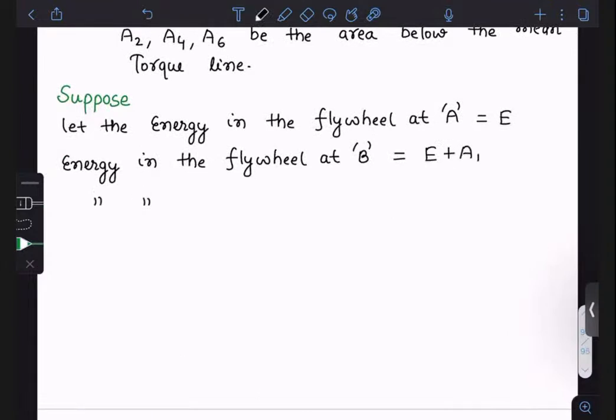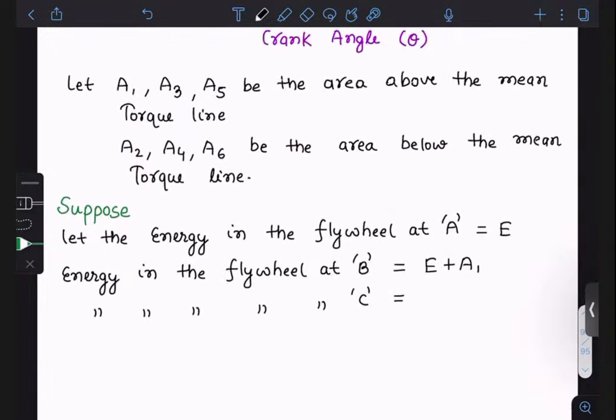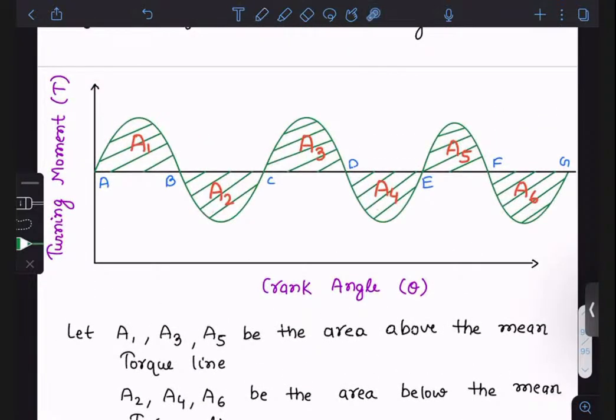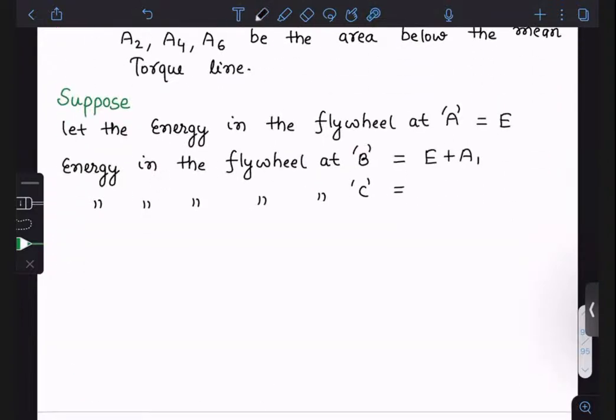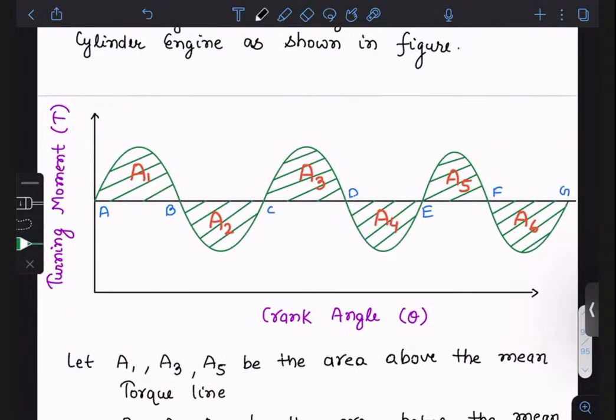Similarly, the energy in the flywheel at point C. So C will be what? The energy at B minus A2. So here it will be your E plus A1 minus A2. Now at point D, A3 is going to be added.